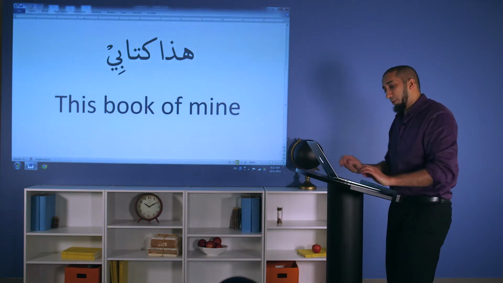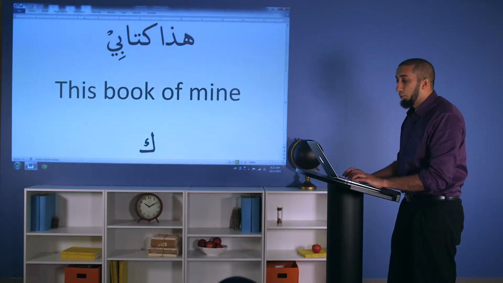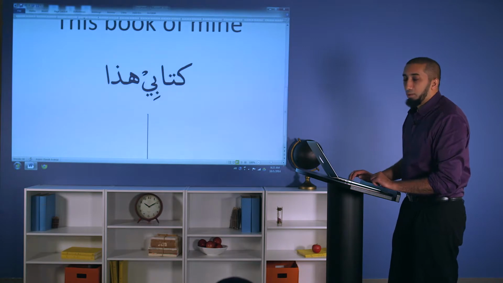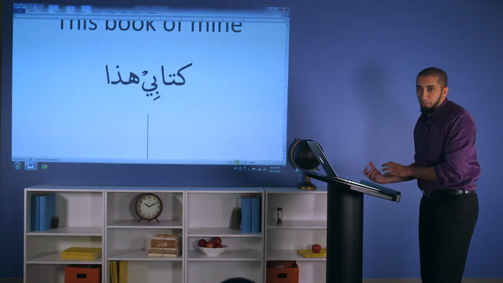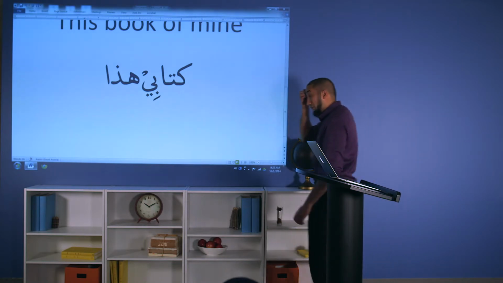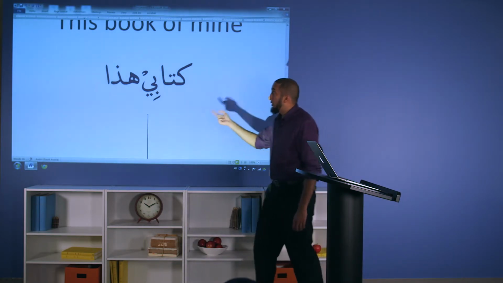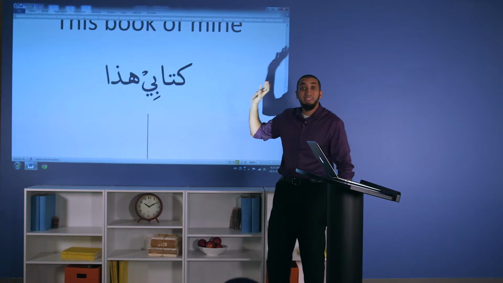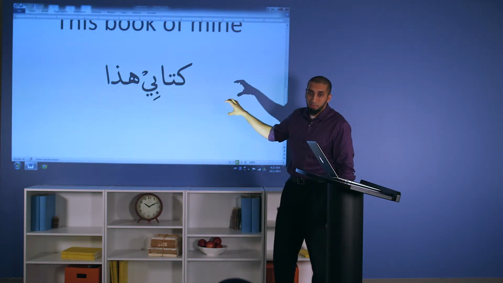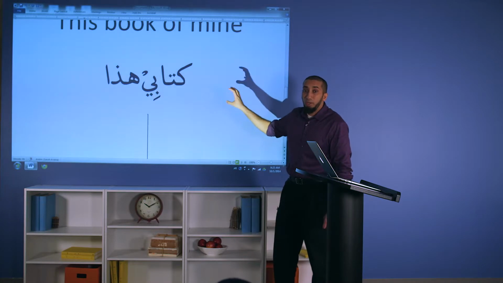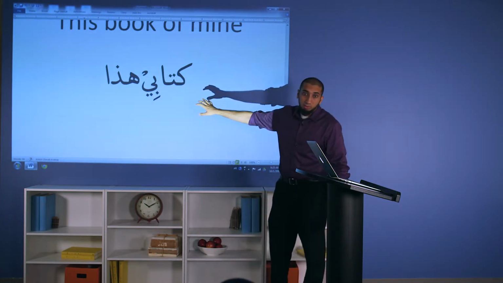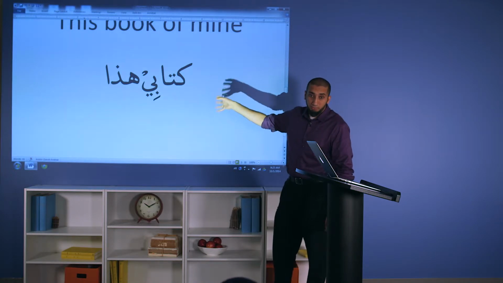So their solution to this problem is, if you do want to say this book of mine, then you just simply say kitabi hadha. In other words, you take the ismul ishara and you push it all the way to the end. The only time, therefore, this is the thing to remember, the only time you push the ismul ishara to the end is when you want to make a fragment with the mudaf. It's only with the mudaf that you do this. And this is never going to be a sentence, really. This is really going to be a fragment.